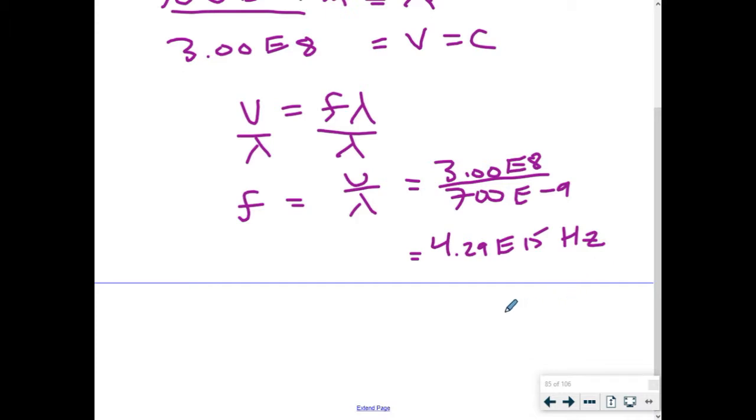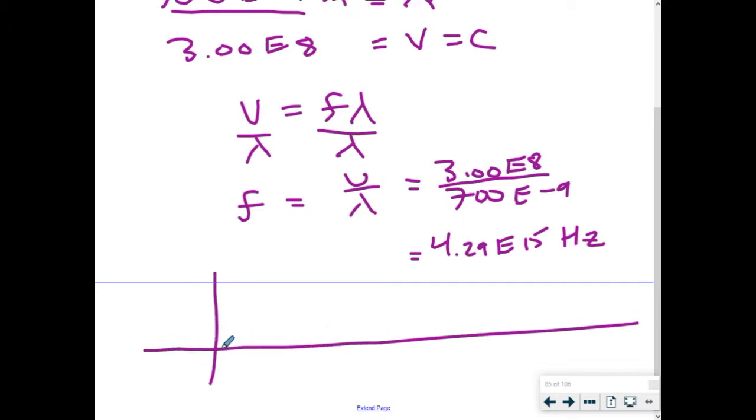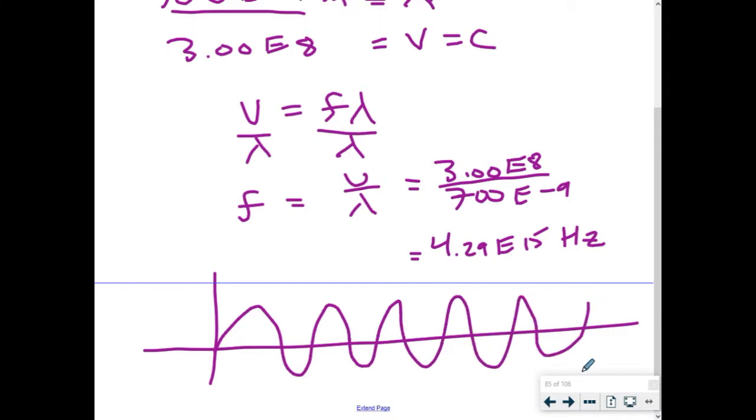Okay, let's talk about what we just did. What does that even mean? If you could imagine light being a wave that's going up and down, what we've discovered is that the wavelength, the distance from one spot to the next here, is 700 times 10 to the minus 9 meters. So that means the distance from here to here is tiny.